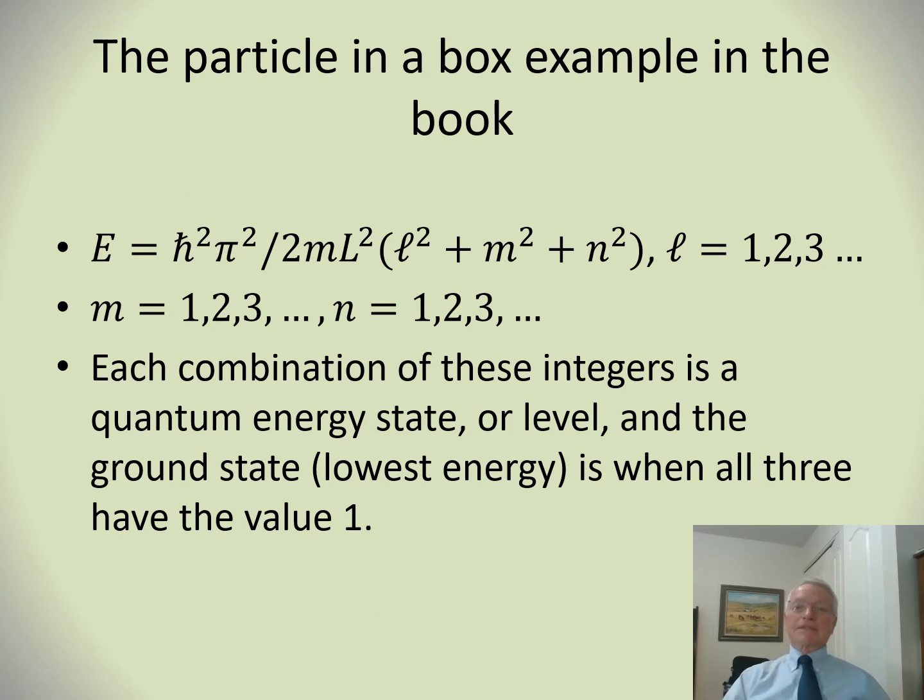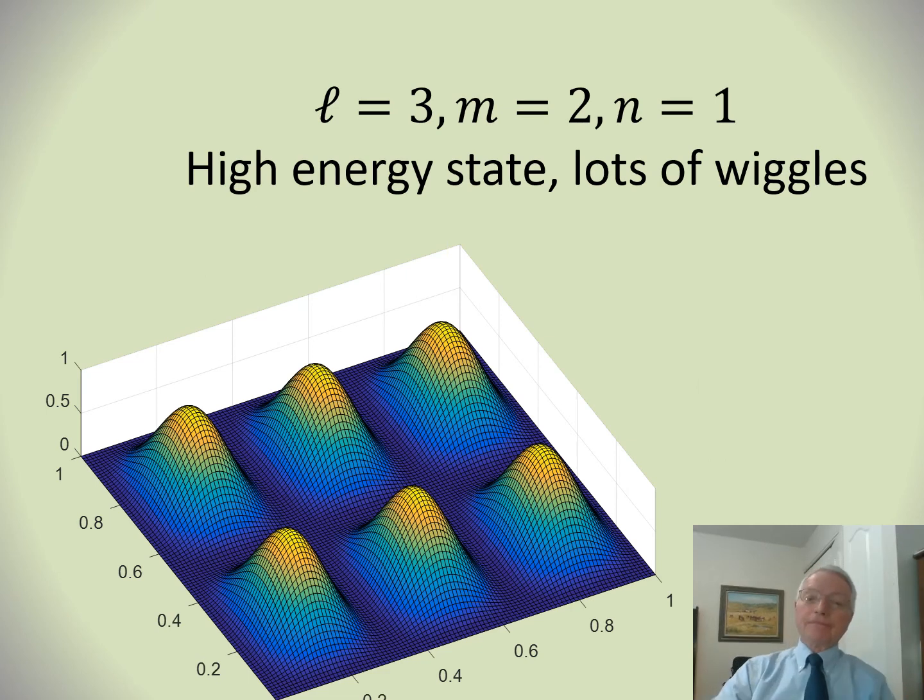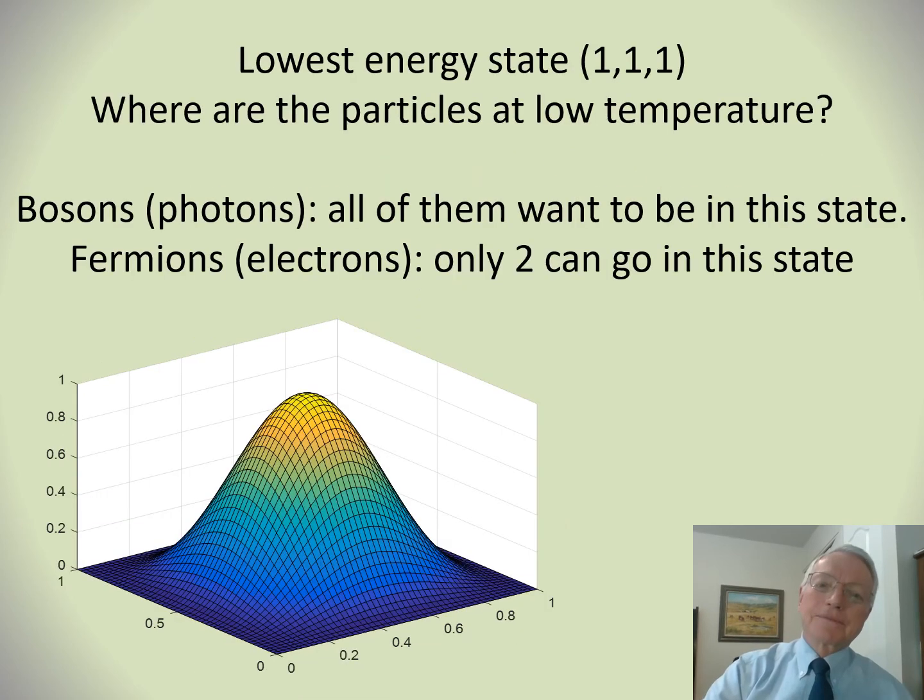So that particle in a box example in the book, let me remind you of the formulas again. Those integers there, L, M, and N, tell you how wiggly or how curvy the wave function is. So it makes sense that as those numbers go up and the wave function gets curvier and curvier, the energy gets bigger and bigger. Here's an example of a high energy state for a particle in a box. It's L equals 3, M equals 2, and N equals 1. It's got lots of wiggles, and it's got high energy. Here's the low energy ground state of the particle in the box, the 111 state.